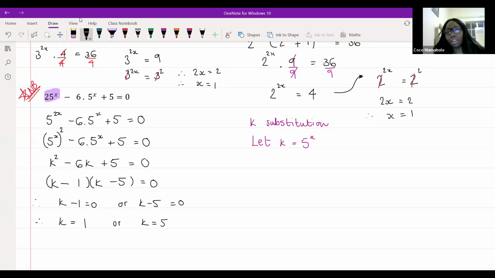But we're not done, because we know what k is actually equal to. K is equal to 5 to the power of x, right? So this actually means that 5 to the power of x is equal to 1, or 5 to the power of x is equal to 5. So what two values do I have for x?